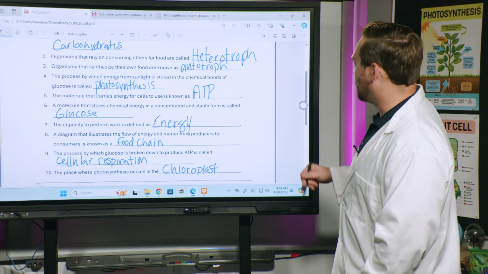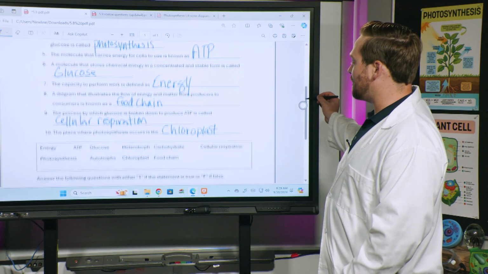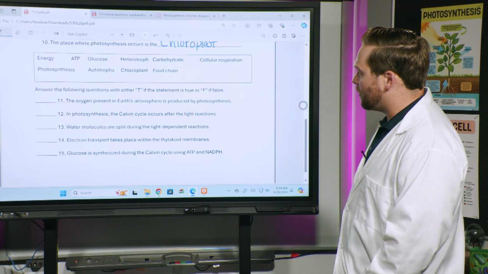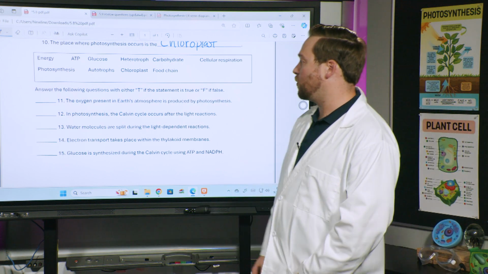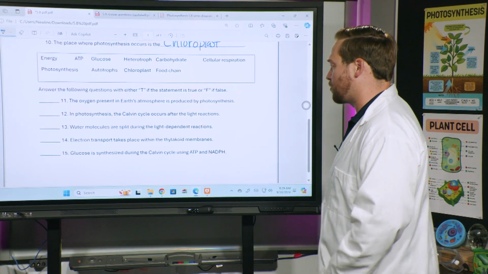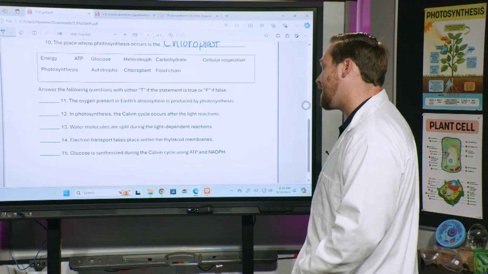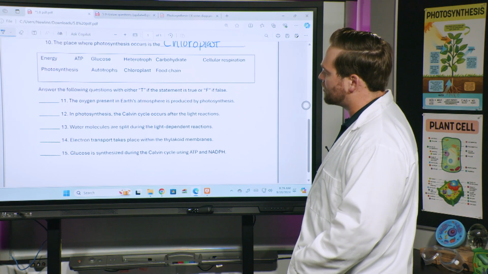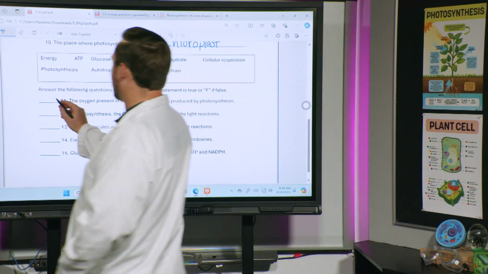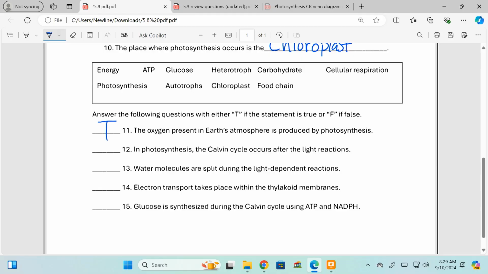They're all fill in the blank, but I have 5 true or false questions down here at the bottom for y'all. So let's see what y'all came up with these, okay? Just like with true and false, we'll either use a T or an F, depending on if we think it's true or not. So number 11 says, the oxygen present in Earth's atmosphere is produced by photosynthesis. That is true. The oxygen you're breathing was made by plants or algae or cyanobacteria through photosynthesis.